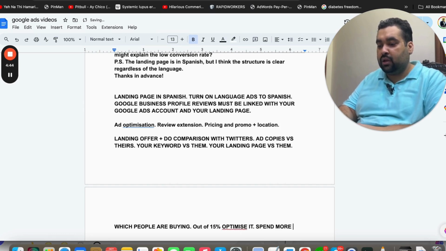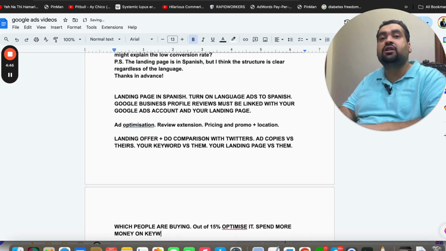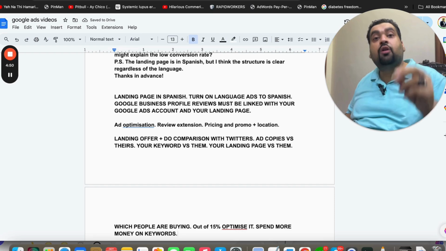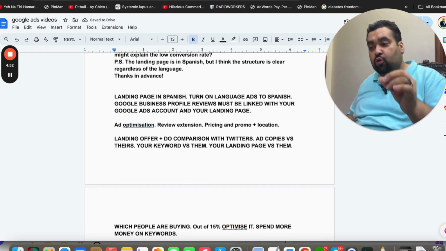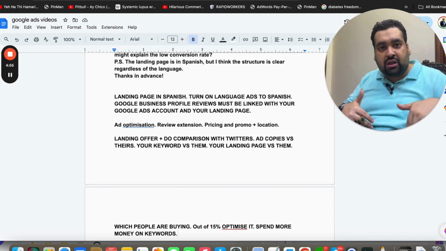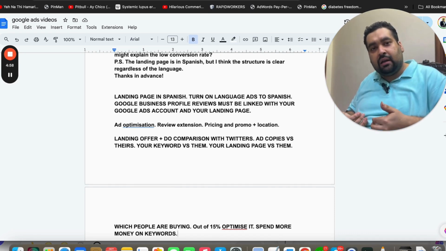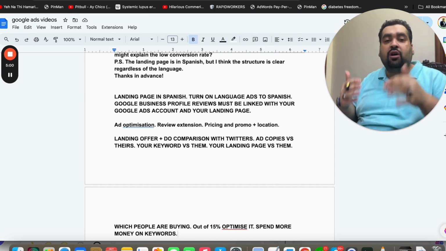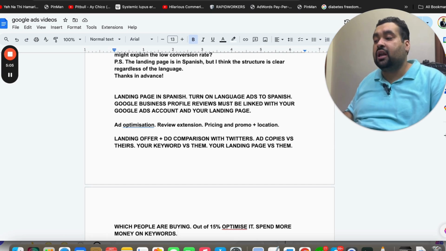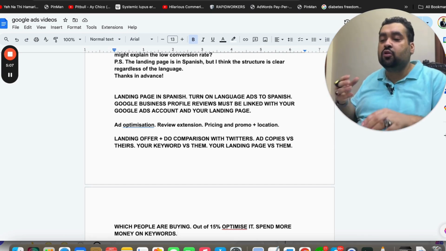Spend more money on keywords generating more sales, and look at which hours and which days. Spend more money at peak hours and spend less on off-peak hours when the conversions are low. Reduce your spending, or if possible, simply stop spending on the time, the date, and the location where you are not getting good conversions. These are a few of the things.